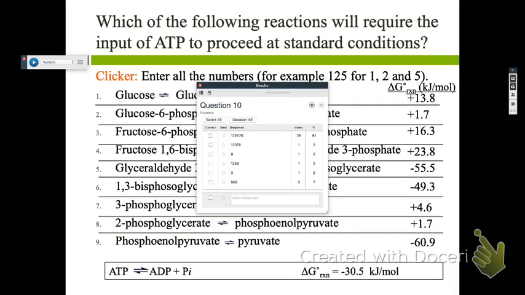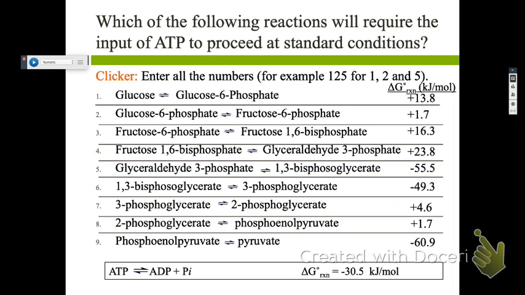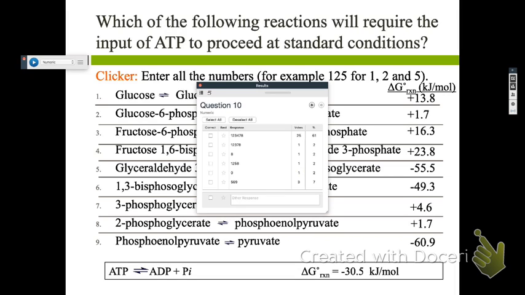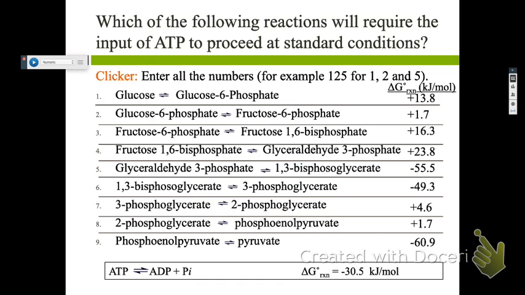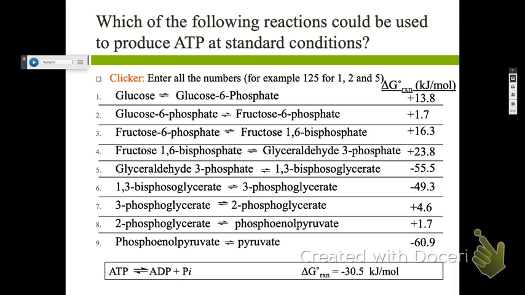So our most popular answer is all of them? Okay, let's revisit that. Was it not all of them? 1, 2, 3, 4, 7, 8. So 5 and 6 are the only two. And 9. Okay? I agree. It's all.